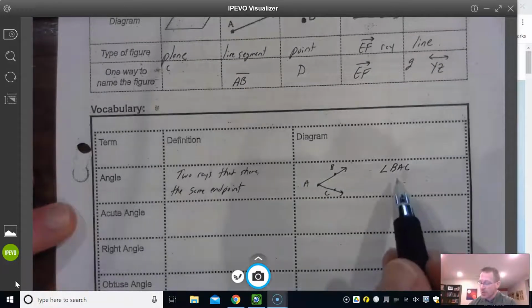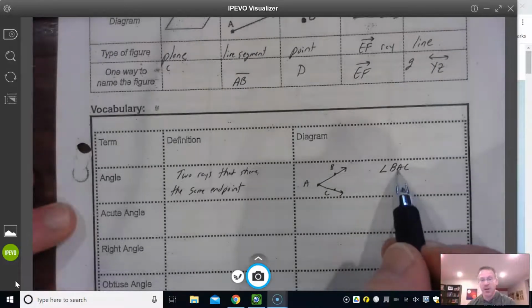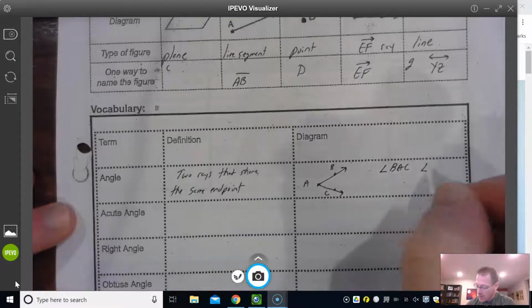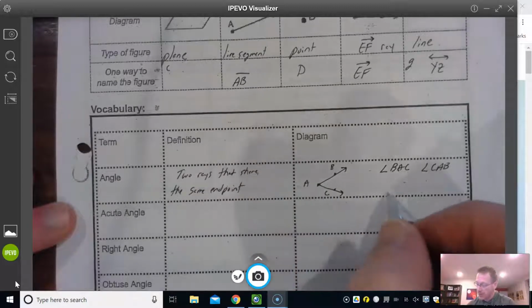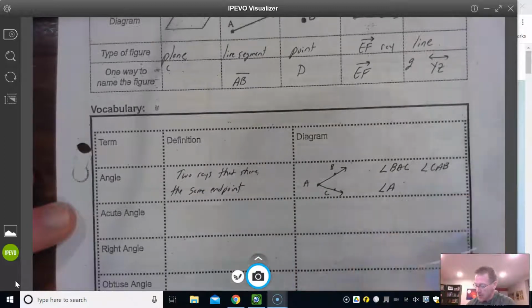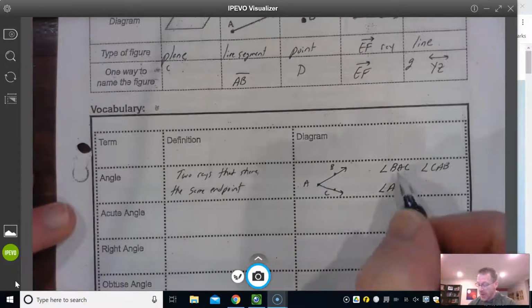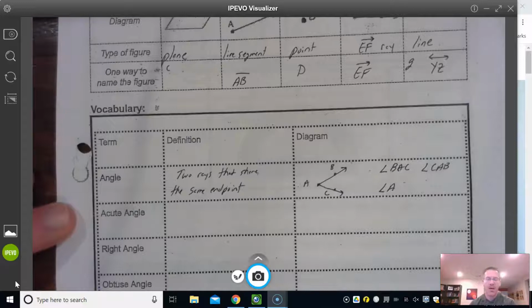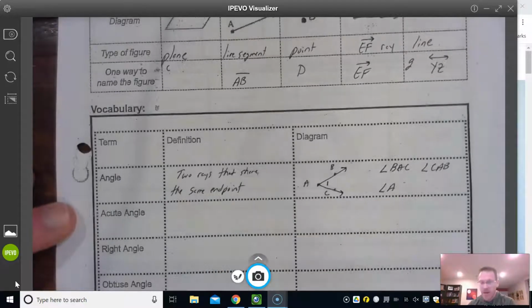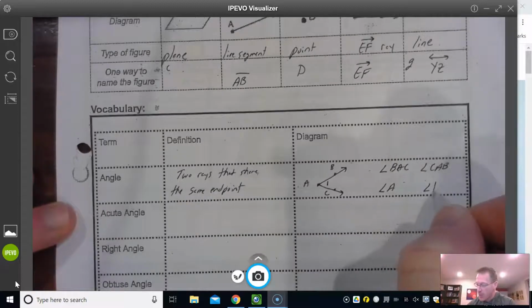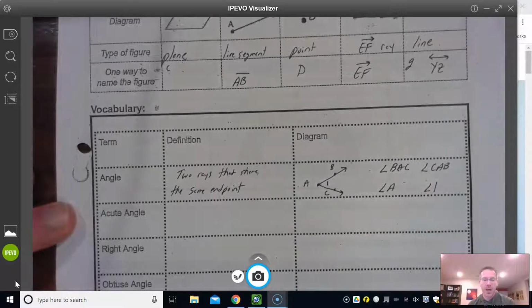What's important is that when we use 3 letters, the vertex is always the middle letter. And then we have angle CAB like that. If this is only one particular angle, we can just use the vertex. Now if we have lots of angles that share this vertex, then we have to use 3 letters, and we'll get a little bit more into that. The other thing is that sometimes you will see numbers, so we might refer to this as angle 1. Those are the 3 different ways we name an angle.